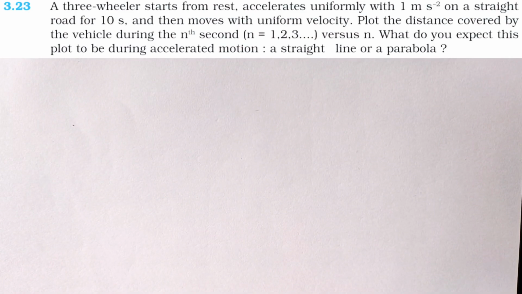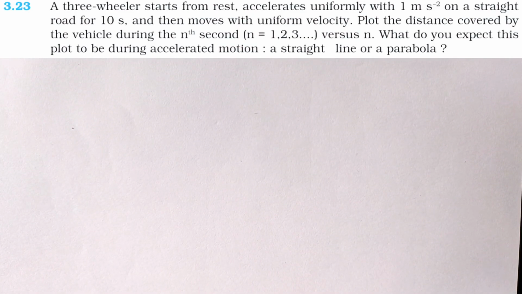A three-wheeler starts from rest, accelerates uniformly at 1 meter per second square on a straight road for 10 seconds and then moves with uniform velocity. Plot the distance covered by the vehicle during the nth second versus n. What do you expect this plot to be during accelerated motion, a straight line or a parabola?